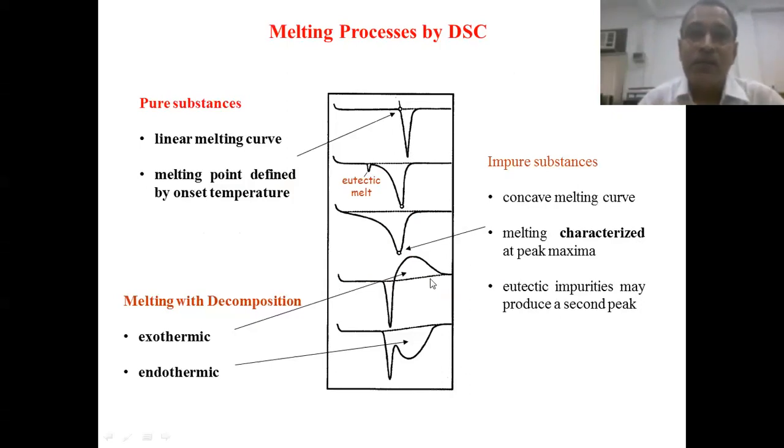In this case, for example, you can see there is an endothermic as well as an exothermic peak. In this case, there is a broad peak and then there is a sharp peak. Here it is an asymmetric peak associated with a small peak. So if you have broad knowledge of DSC characterization, then you can tell what is happening there. You can guess it.